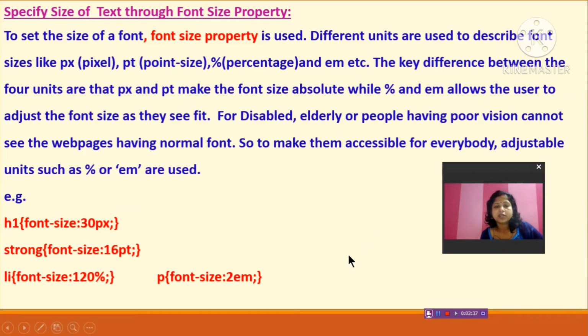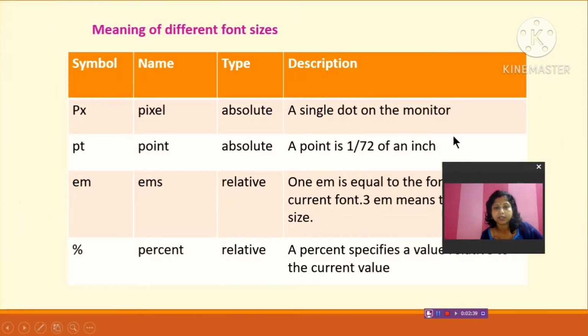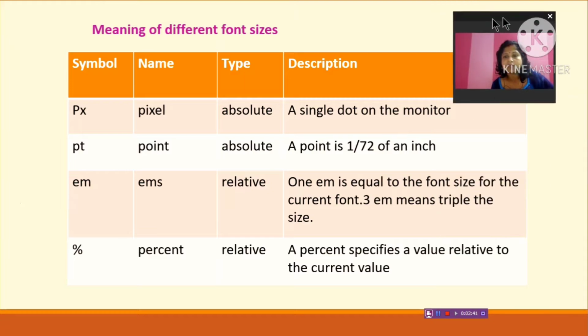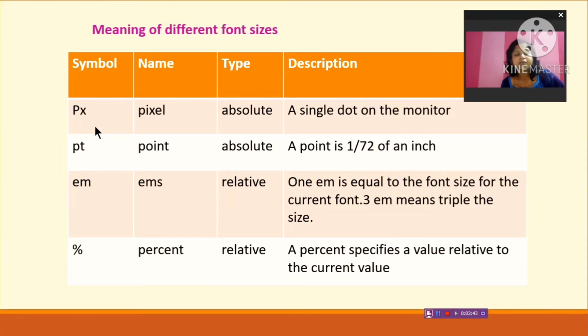So next, what are these properties actually? One table is given here, it is in your book also. Px stands for pixel. It is absolute, a single dot on the monitor. You know that the number of dots, pixels per inch, decides the resolution of the monitor. Pt, point, also determines absolute size. A point is 1 by 72 of an inch.